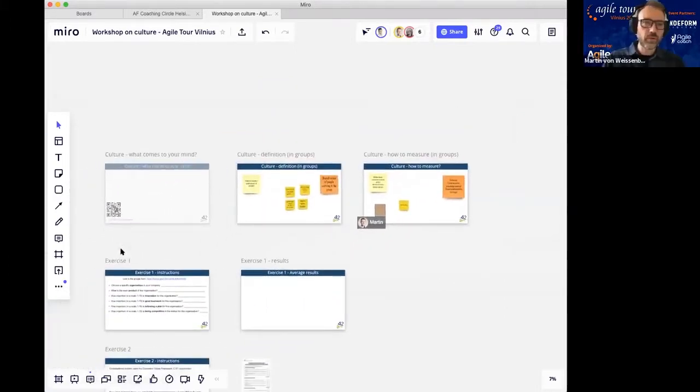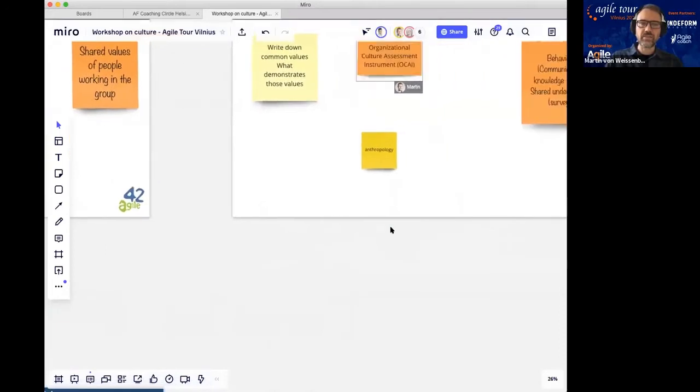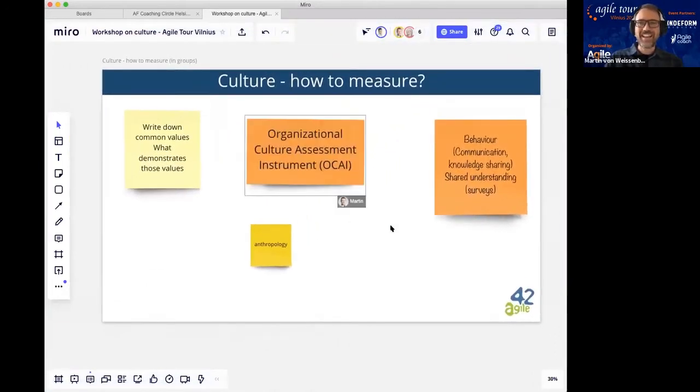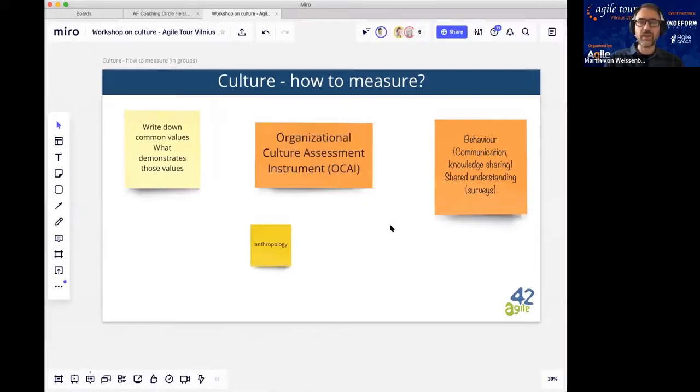Before we move on too far, there's one thing I'd like to add here. There exists something called an organizational culture assessment instrument, an OCAI. There are different ways of assessing your culture, and we will look at one such way in a moment. But this is something that exists, and we'll return to that later. I just wanted to point it out at this stage. Thank you.